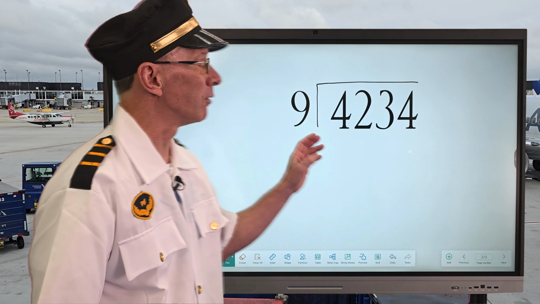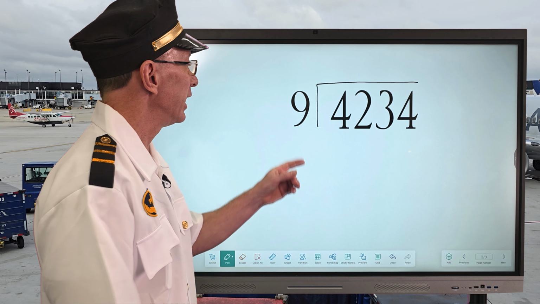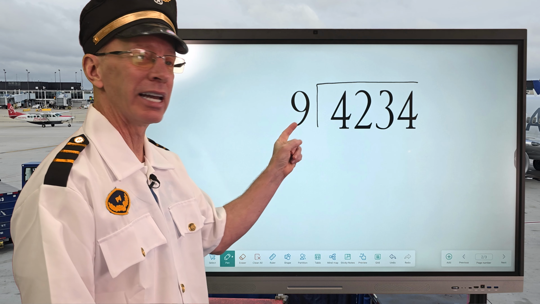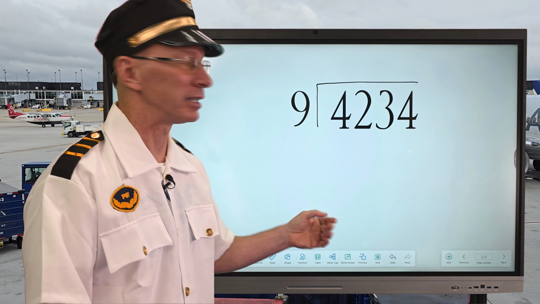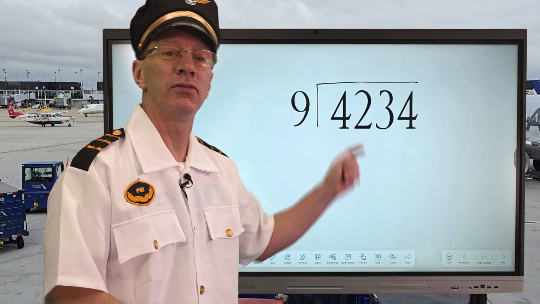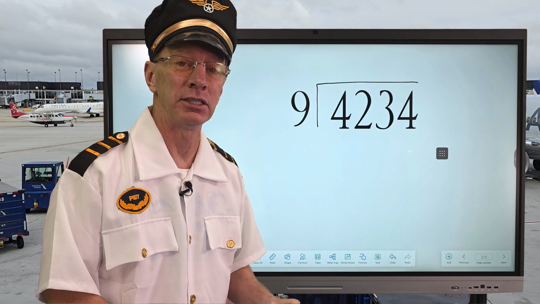All right, now, first step when we're doing some big division problems like this is I want to see, can I put this number into this number? Can I put 9 into 4? I can't do it because it's just too big. So I need to move over to the next number, which would be 42. And I ask myself, how many times can I put 9 into 42?